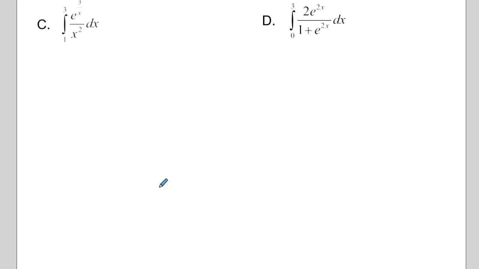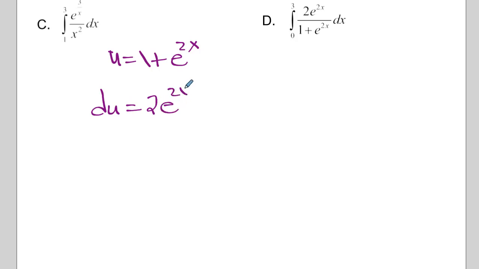So let's let u equal 1 plus e to the 2x. And then it follows that du is equal to 2e to the 2x, right? The derivative of 1 is 0. Here we do e to the 2x times the derivative of 2x, which is 2. So we get 2e to the 2x dx.